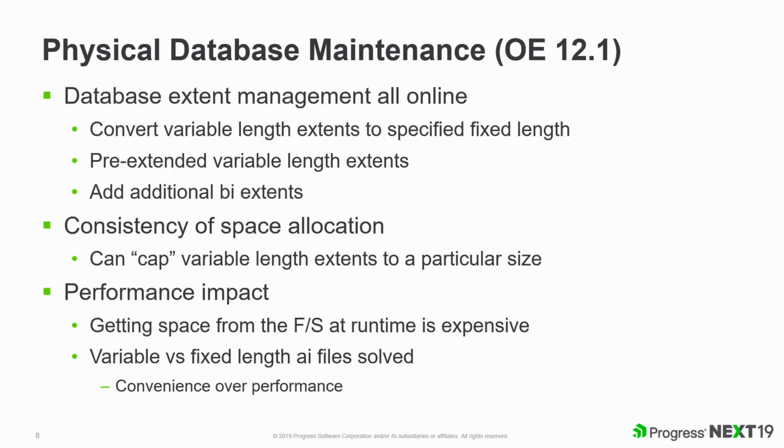At runtime, right, allocating space from the file system is very expensive. And you do this for not only your data extents, but also for your BI and your AI extents, if you're not running with fixed AI extents, right? So since that's so expensive, what we want to do is give you the ability to say, I want a variable length extent, but I want to pre-allocate a bunch of space from the file system for that extent. So you don't have to worry so much about these variable length extents running out of space and causing the system to crash while the database is running. And if you fill up that pre-allocated portion of the extents, then automatically, just like how a variable extent works today, it'll just start getting space at runtime from the file system.